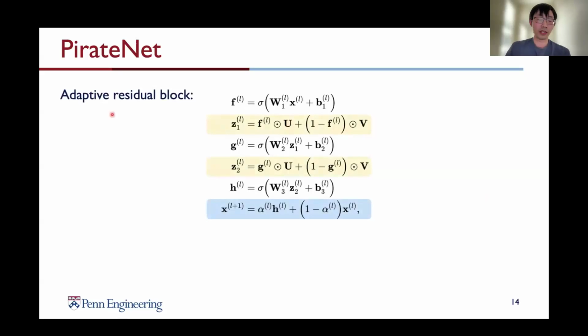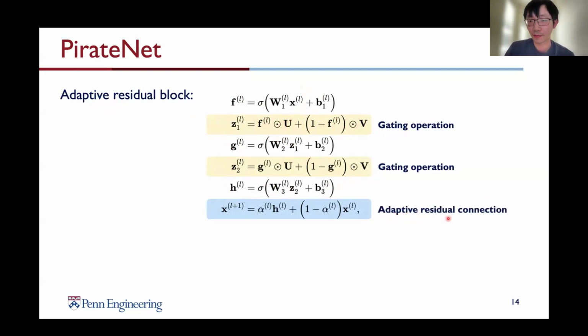Okay, so let's take a closer look at this adaptive residual block. If you look at those equations, it's complicated, right? But if you remove those lines marked by different colors, you'll see F_L, G_L, and H_L are just three dense layers. Then in the middle between them, we have two additional operations. I call it the gating operation. This symbol represents pointwise multiplication. And then we have an additional operation called the adaptive residual connection in this formula.